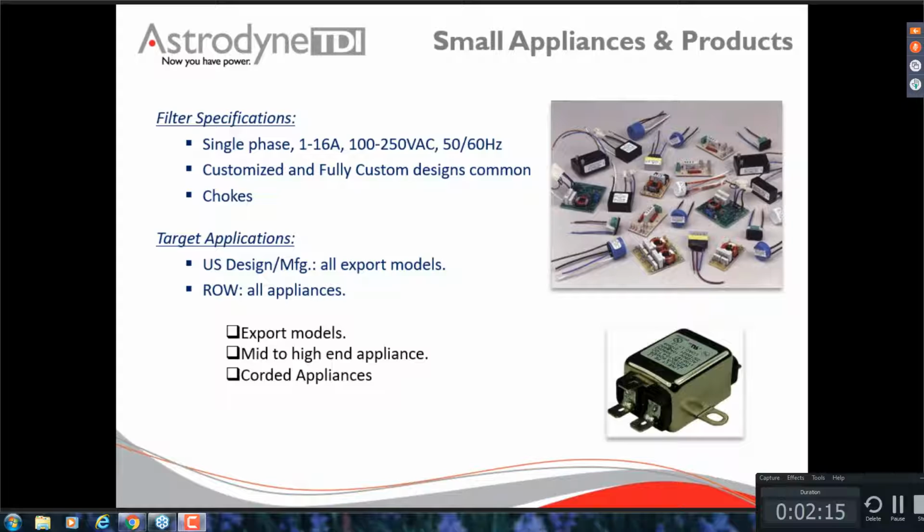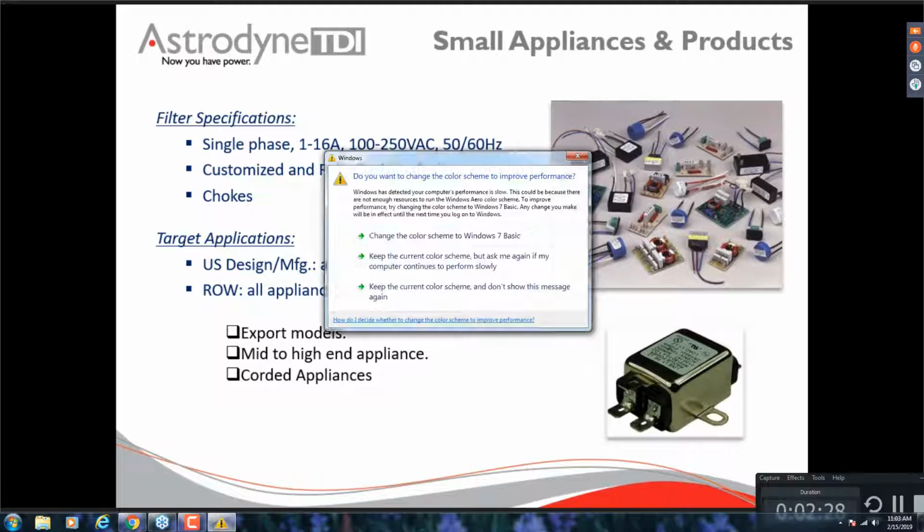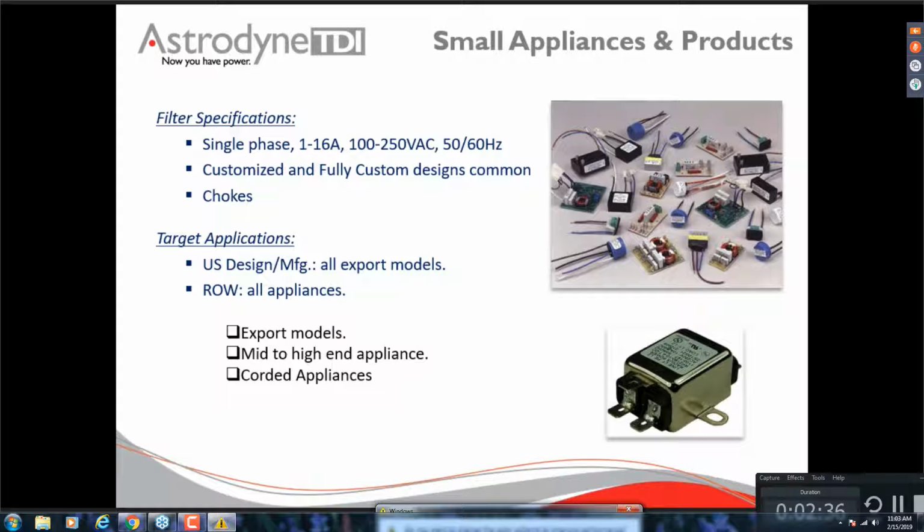One of the key things I want to point out here, for this application and the other applications, is that we offer customized and fully custom designed solutions, which are very common even right now with our current customers. What I mean by customized is we have a standard off-the-shelf filter that we send out for their testing and initial qualification, and if it fails, we tweak it a little bit and provide them with a passing solution. For a fully custom design, what I mean is a filter entirely from scratch that we haven't provided to anybody. I'll talk a little bit about that later.